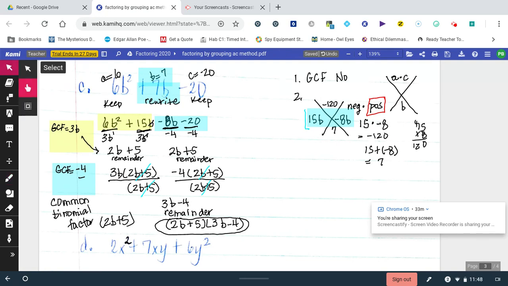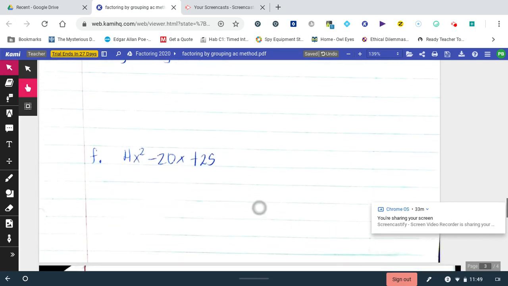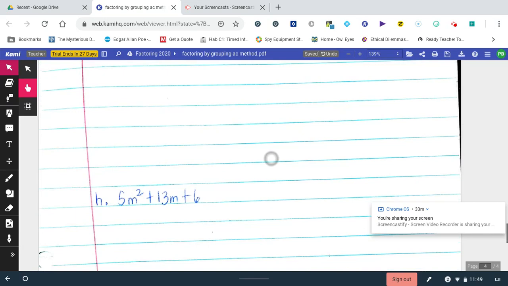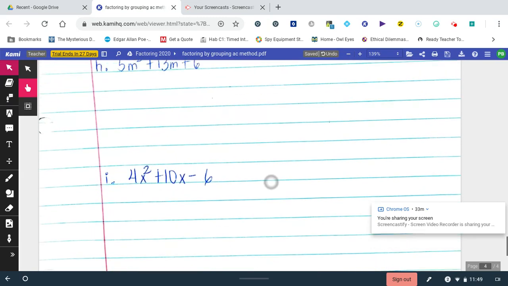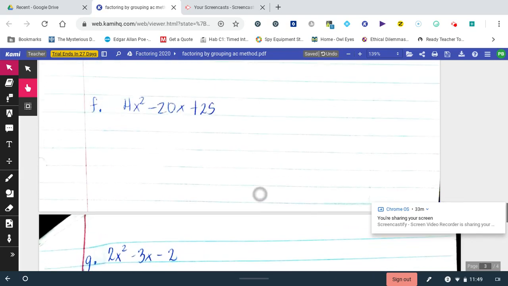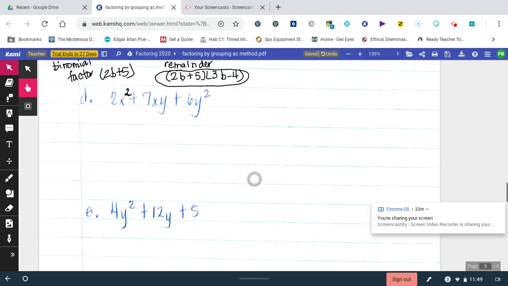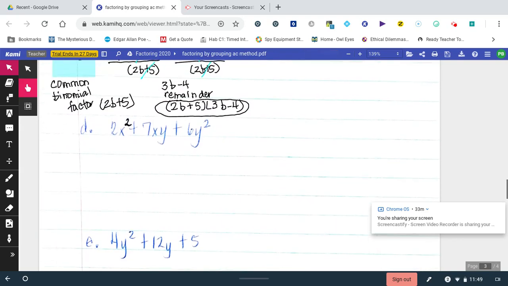All right, let's take a look at another one. I don't know if I'm going to do D right now. I might want to go to something where I have a common GCF. Because I'm sure you get the idea of what we're doing. Well, let me do D, because D is different. All right.